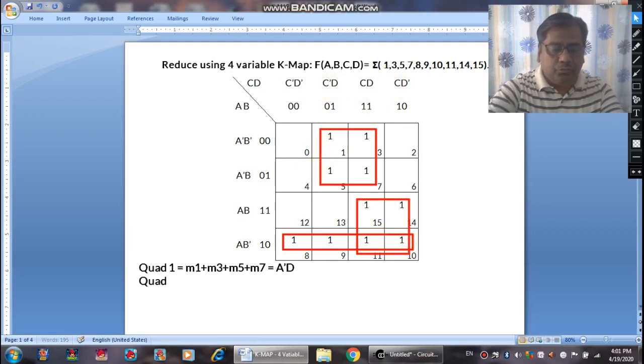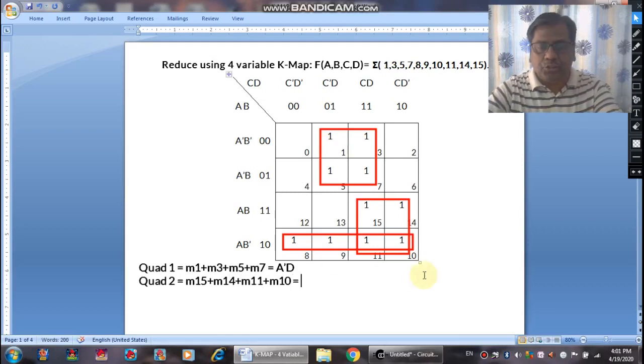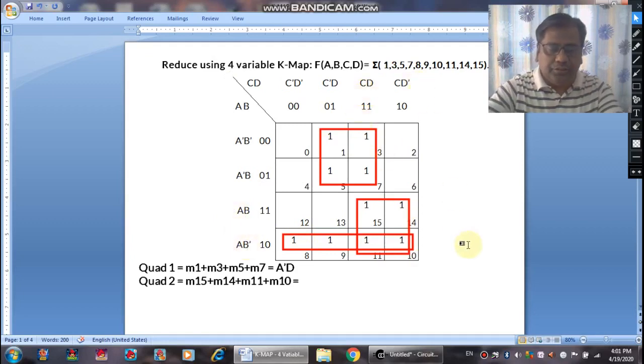Let's look at quad number 2. What is quad number 2? Let's say M15 plus M14 plus M11 plus M10. When we look at this quad, from the left hand side A is the same, B is changing, from the top C is the same, D is changing. Therefore the answer for this quad will be AC.